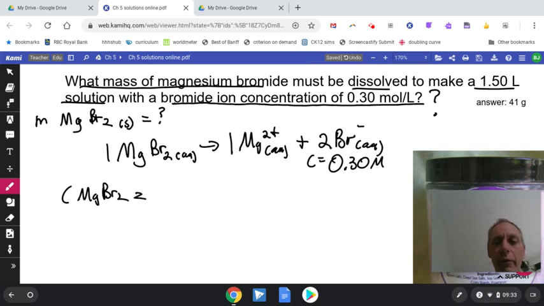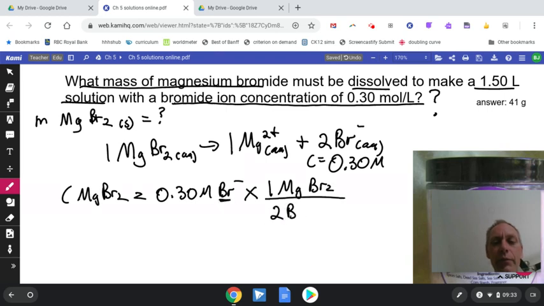Okay, so start with what we're given. 0.30 moles per liter of bromide. And we're looking for MgBr2, so we write that on top. 1 MgBr2. We want to cancel out the bromides, so we put the 2 bromide on the bottom. Okay, bromides cancel out. We're going to get the concentration of MgBr2, which is 0.30 divided by 2, 0.15 moles per liter is the concentration of MgBr2. Okay, so that's step number 1.